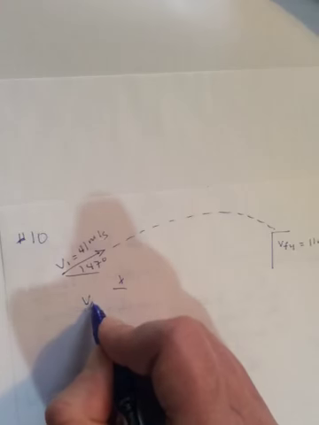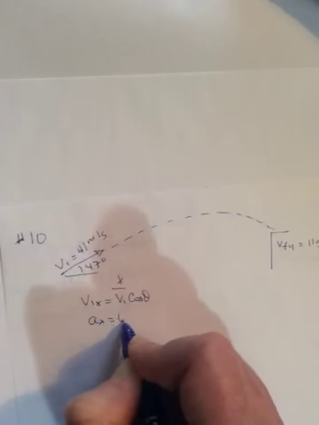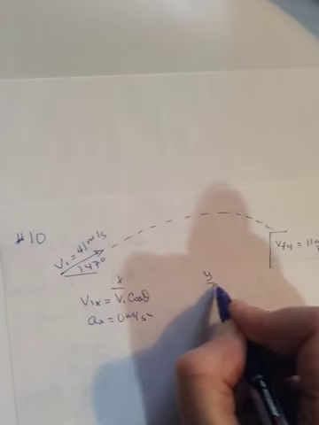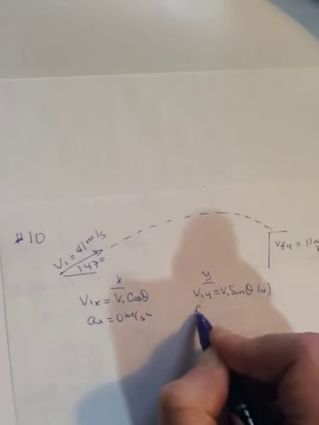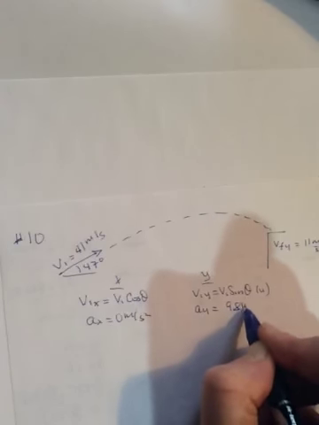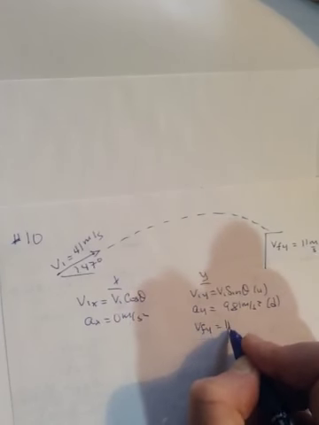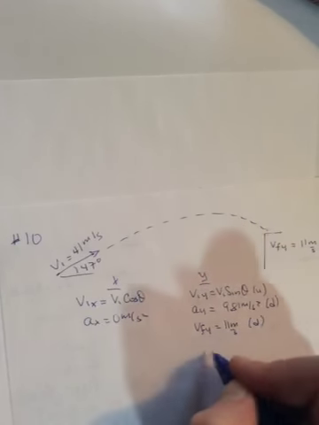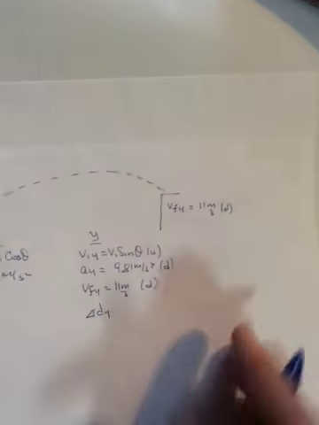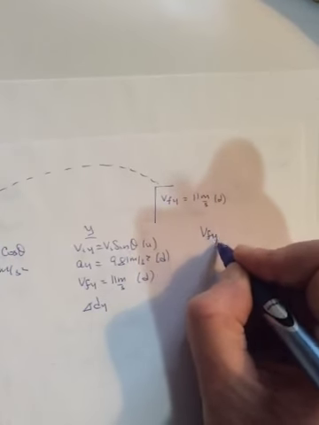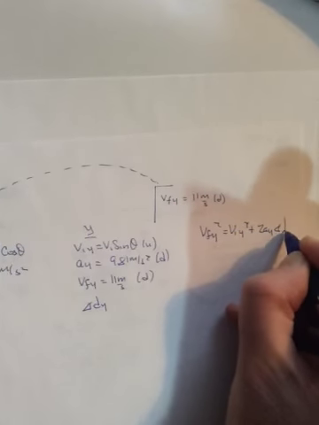So if we separate into x and y, this will be Vi cos theta, and ax will be 0. But in the y direction, VIY is Vi sine theta, up. AY is 9.81 meters per second squared, down. And VFY is 11 meters per second, down. And it wants to know how high in the stands, delta dy. Don't need to even find the time this time. Just use VFY squared is equal to VIY squared plus 2AY delta dy.